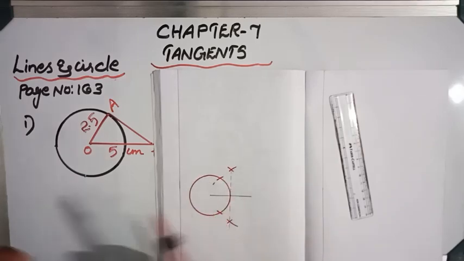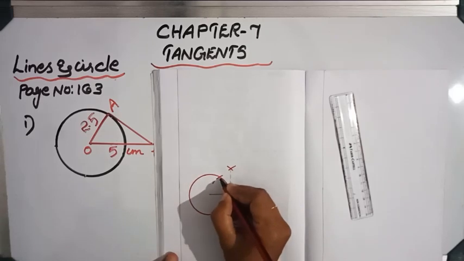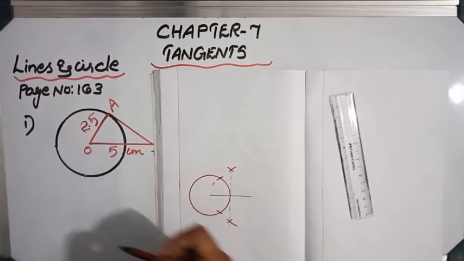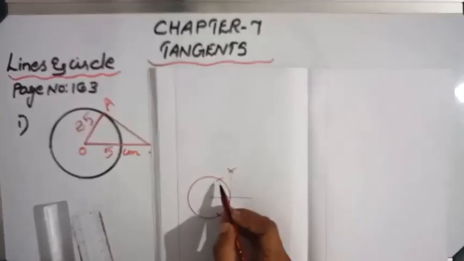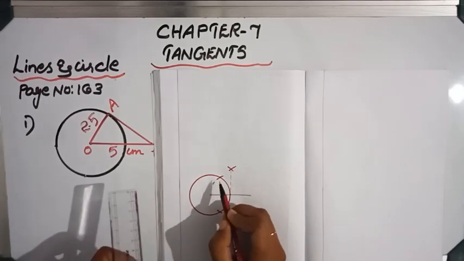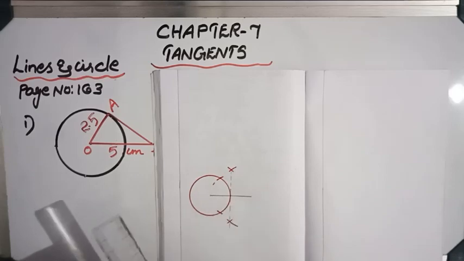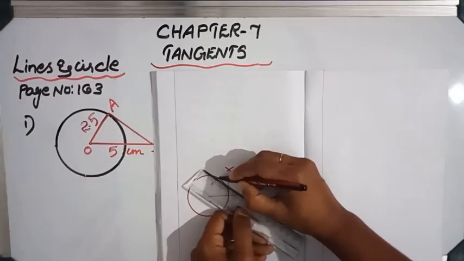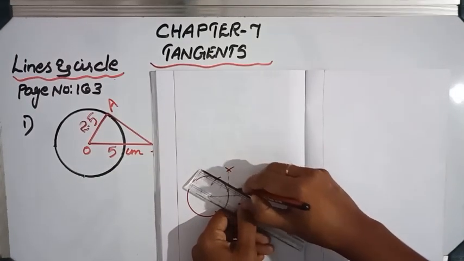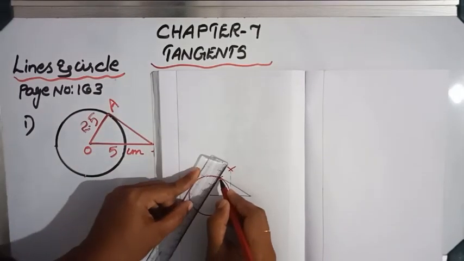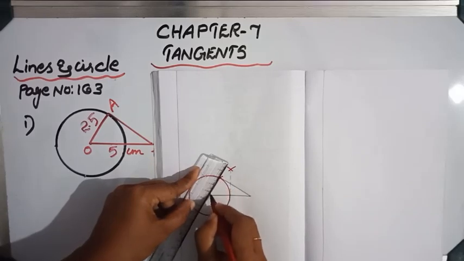Now after drawing that circle, you can see 2 points on the circle. This is the point and this is the next point. Here we need only one part. From that point you can join to the center and join to the end point of this 5 centimeter line. So from this point, draw a line to the outside point, and from that same point draw a line towards the center.